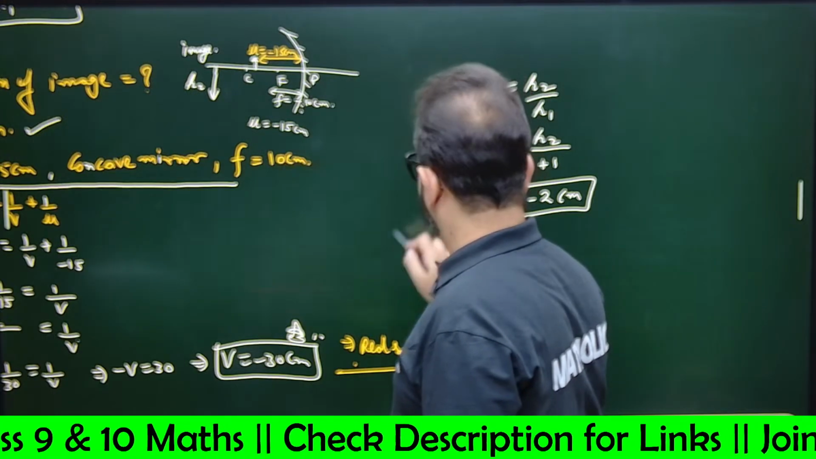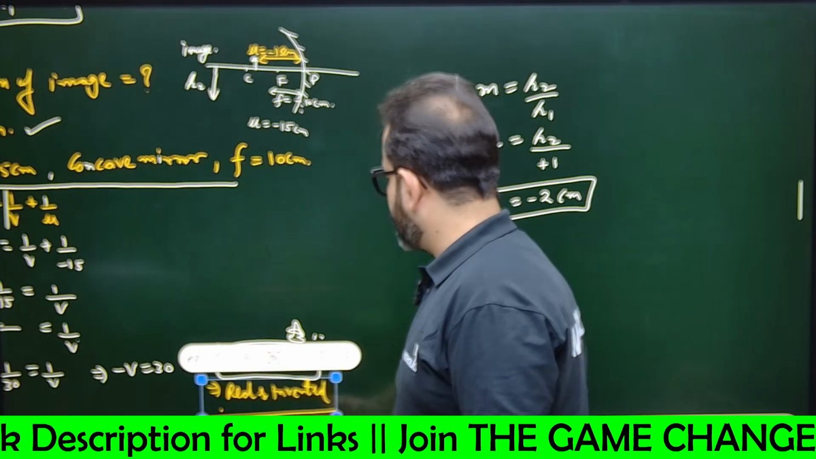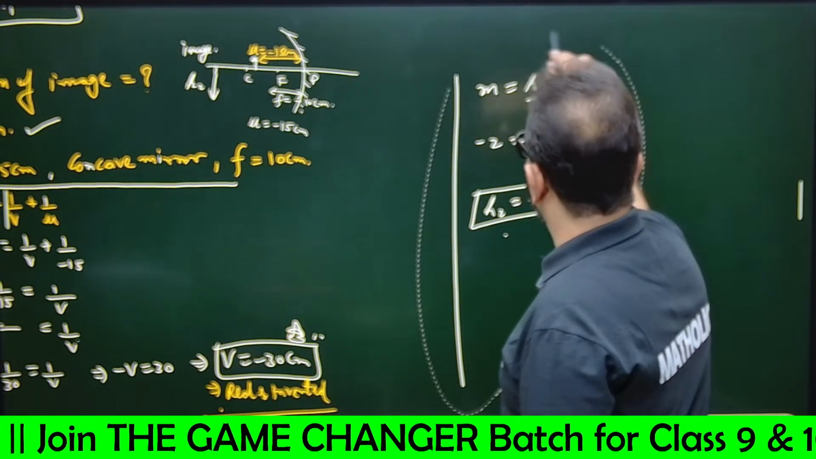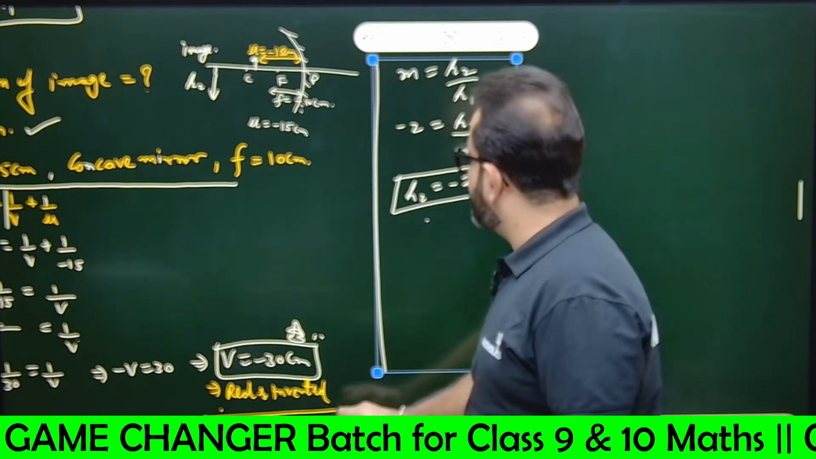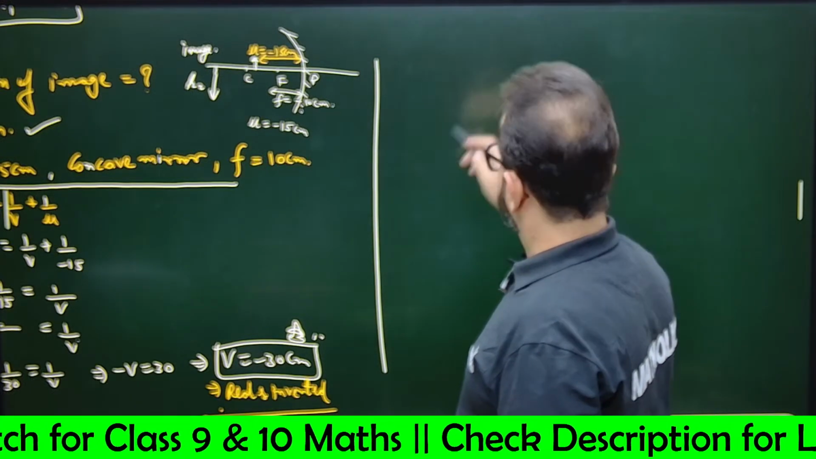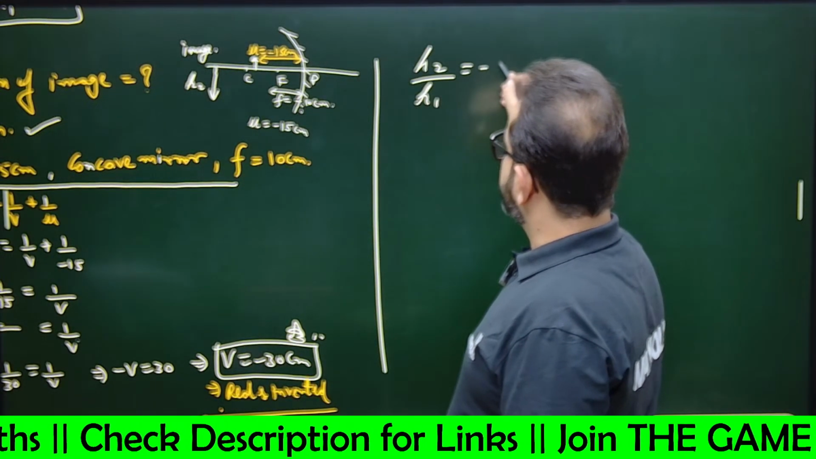Wait. This is of no use. Image will be simply done by this. If negative, that means real and inverted. And what about H2? How to calculate H2? We know that H2 by H1 is equals to what? Tell me. Minus V by U.